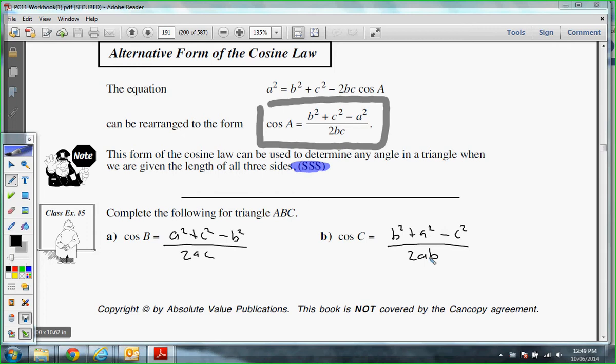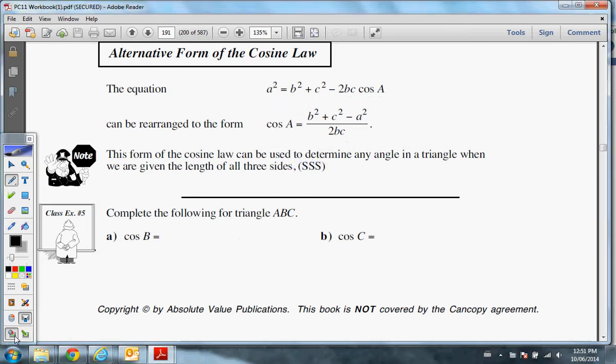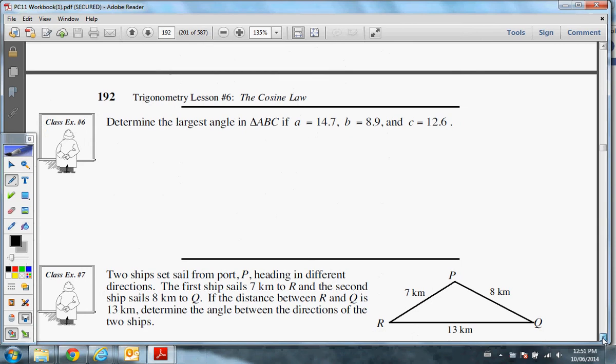All right, let's just continue. I'll let you guys get that down, and we have 2 more examples, and we're done. Okay, so final 2 examples here using this form of cosine law. It's the same law, just altered.